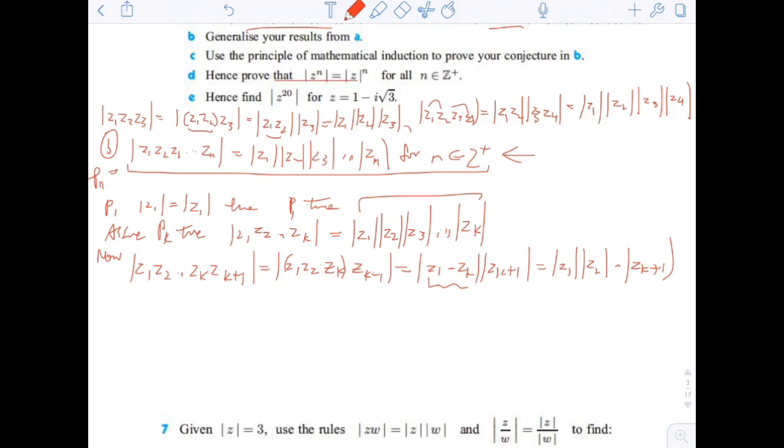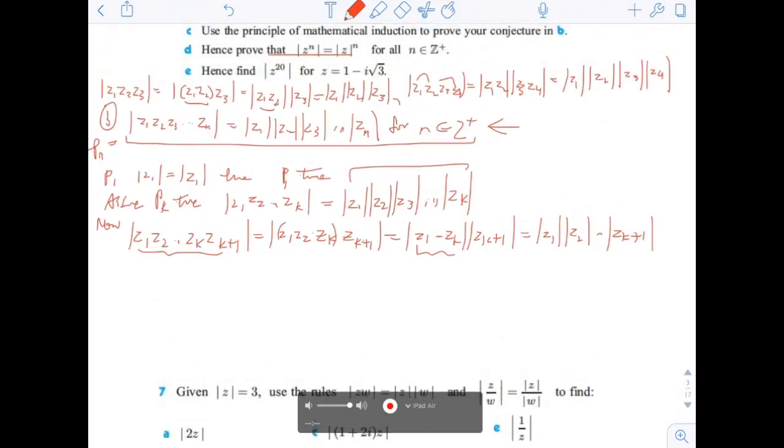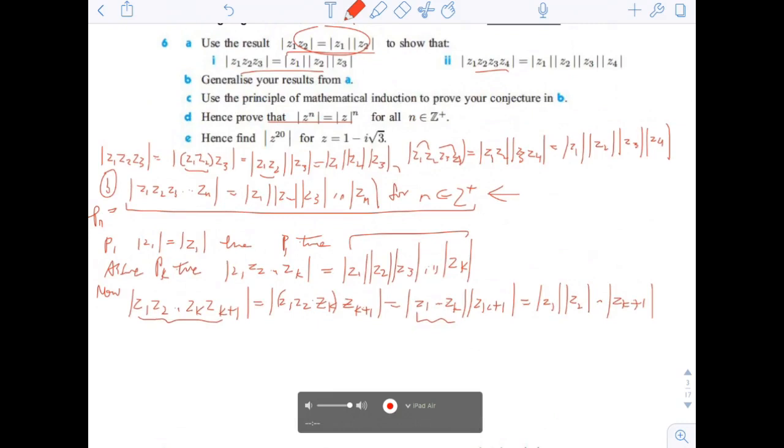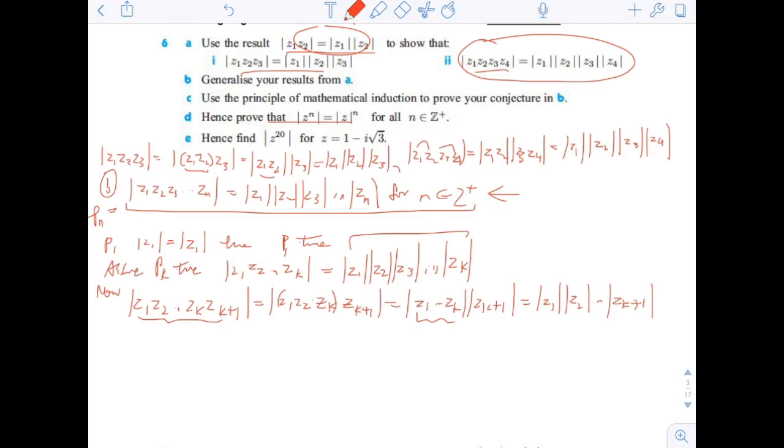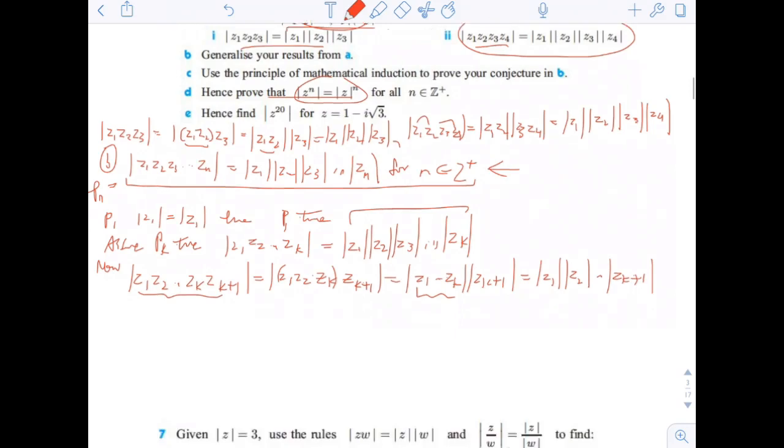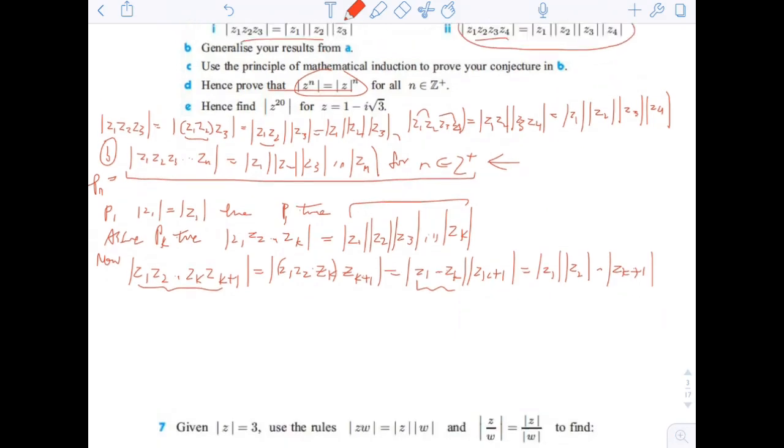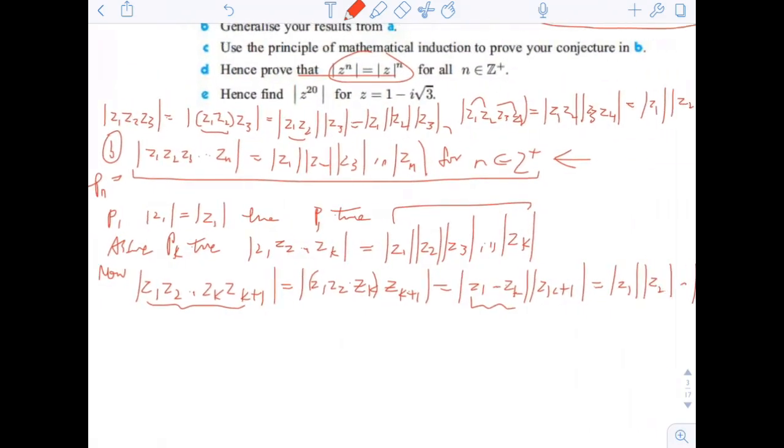Hence prove that the modulus of z to the n is equal to the modulus of z, to the n. So basically what this is saying is take the general case where you have a bunch of different complex numbers multiplied together, and let's look at the specific case where you have one specific number multiplied times itself multiple times. So it says to prove that.